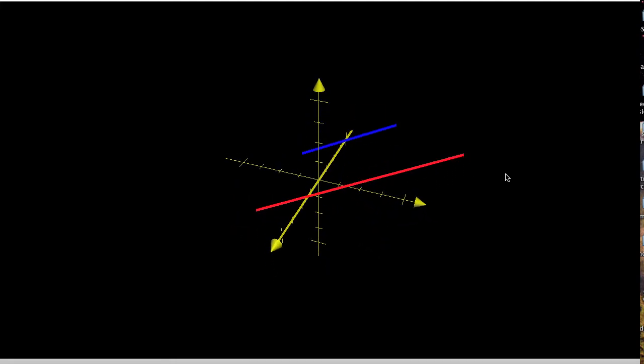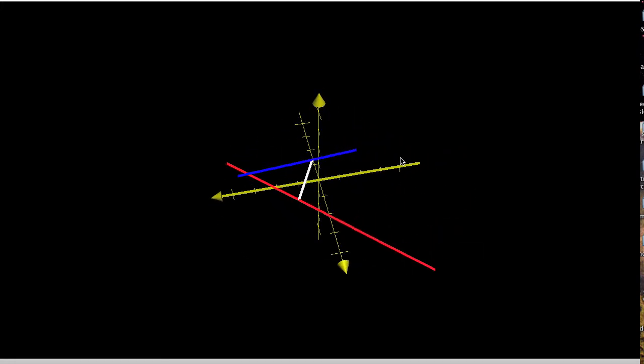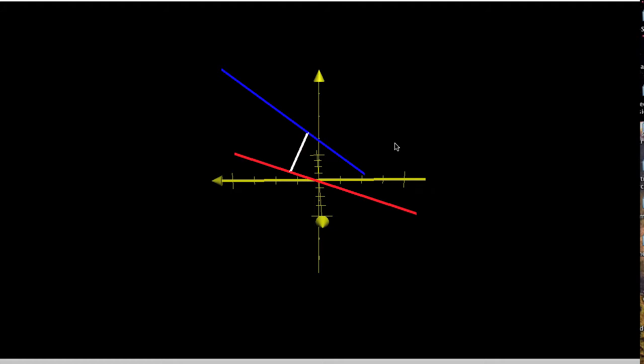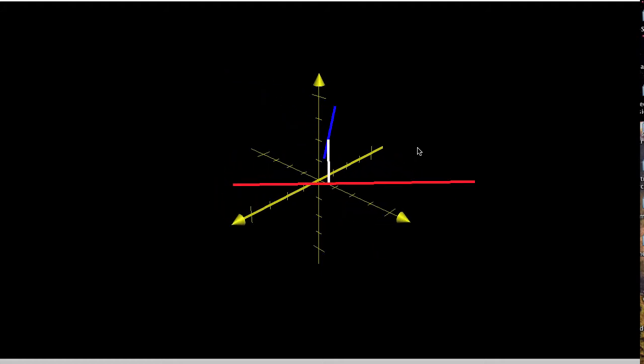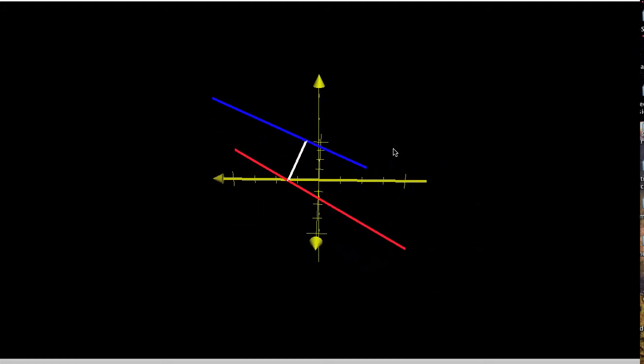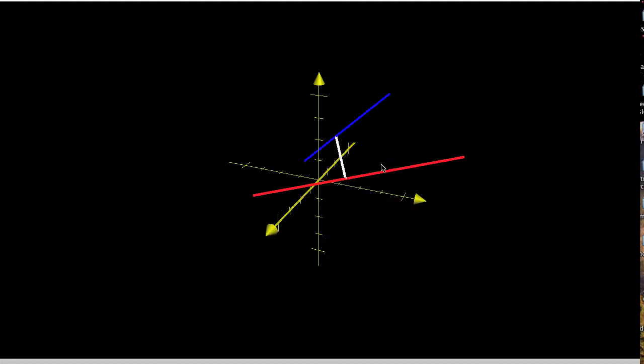Here I have two lines, the blue line and the red line. And I want to find the line that connects them just like this, where that is the line segment representing their closest approach. So how do I go about finding that line and these points here and here that represent the points on the blue line and the red line where their approach is the closest?